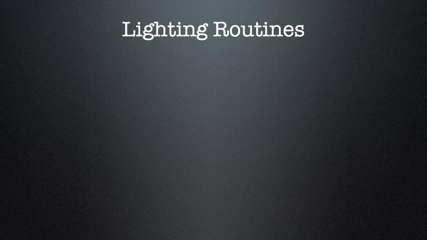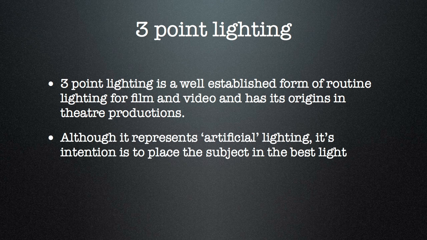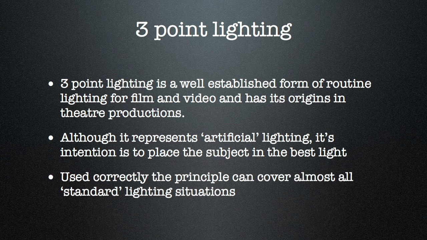Lighting routines. 3-point lighting. Good old 3-point lighting. I guess if you've had anything to do with filming at all, even photography, you probably would have heard of 3-point lighting at some stage. It's a well-established form of routine lighting for film and video and has its origins in theatre. Although it does represent artificial lighting, its intention, of course, is to place the subject in its best light. And you'll see that 3-point lighting is very valid and is used extensively in filmmaking today. If used correctly, the principle can cover virtually all standard lighting situations.